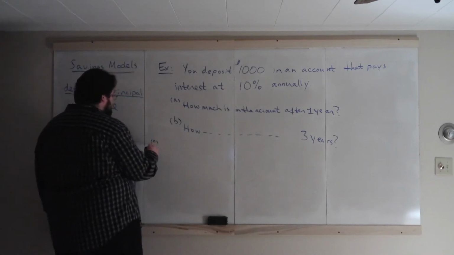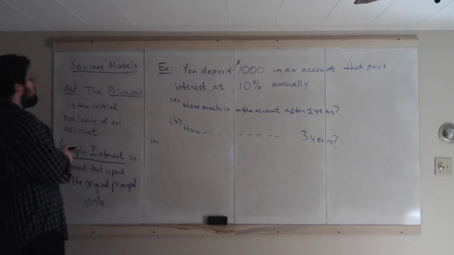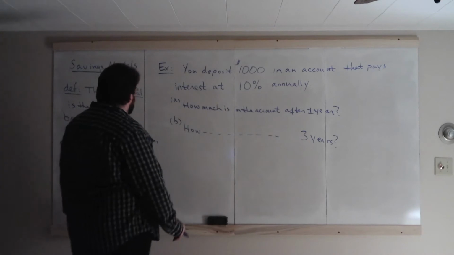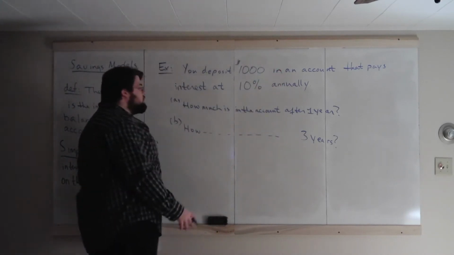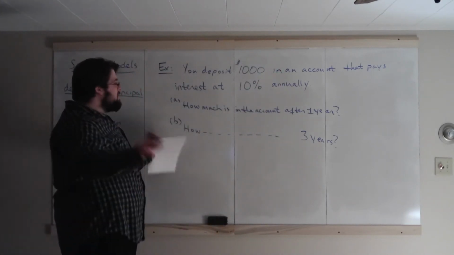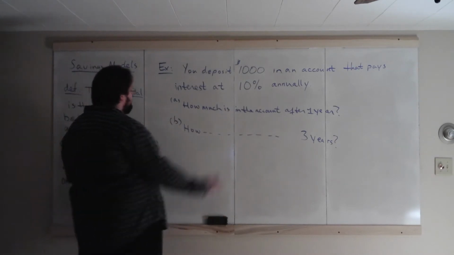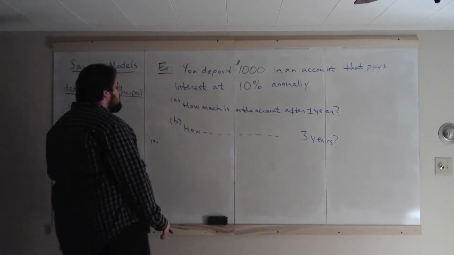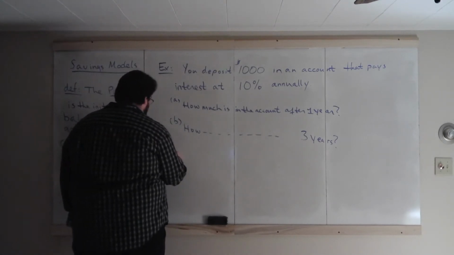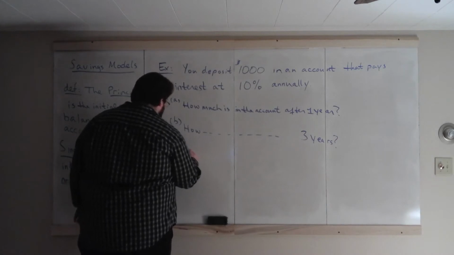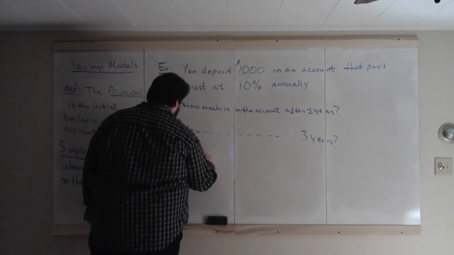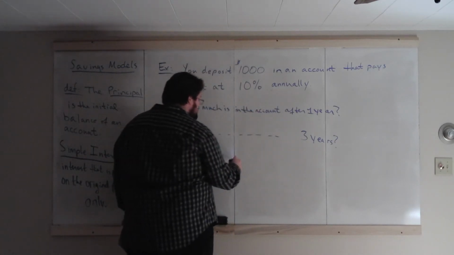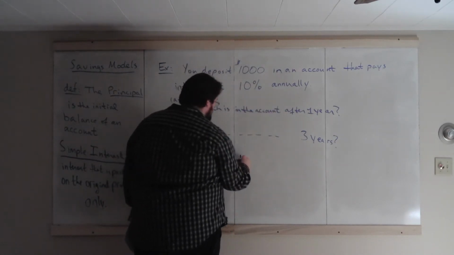Let's answer part A first. If you deposit $1,000 in an account, how much is in the account after a year? Well, it's going to be the amount that's there plus the interest. We'll assume you're not withdrawing anything just for this example. It's a savings. You deposit $1,000, so let's find the interest earned. Well, it's $1,000. It earns 10% a year. We're looking here after 1 year.